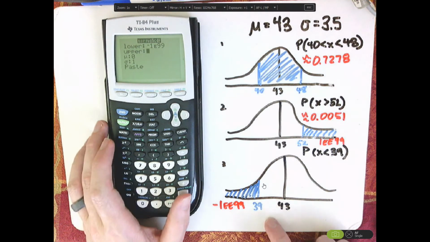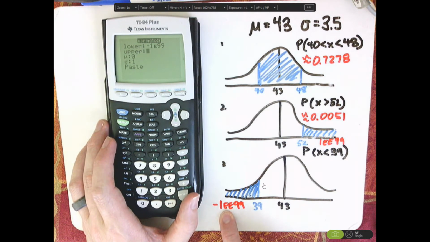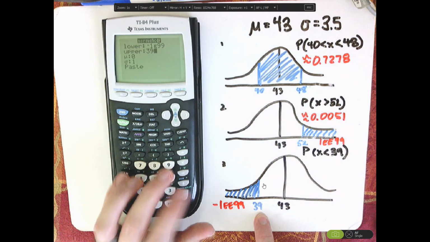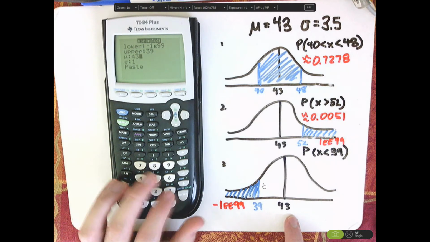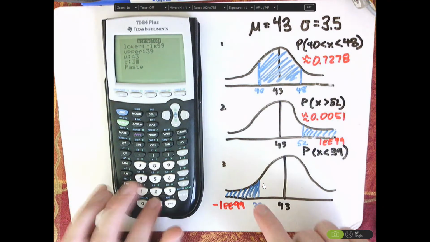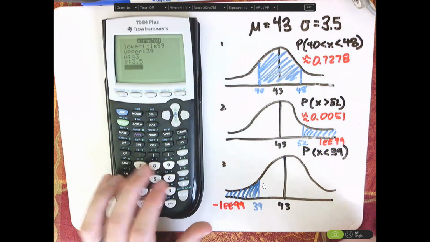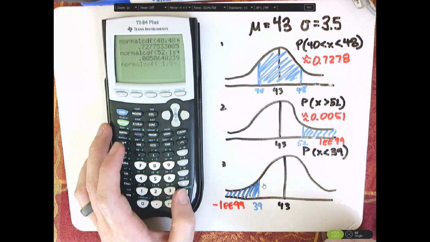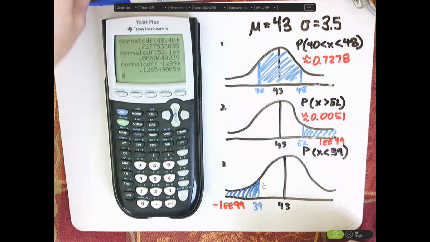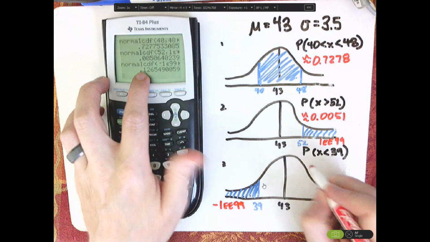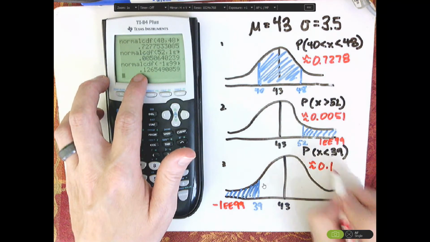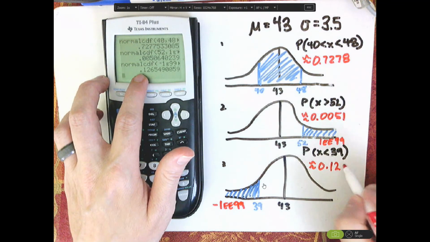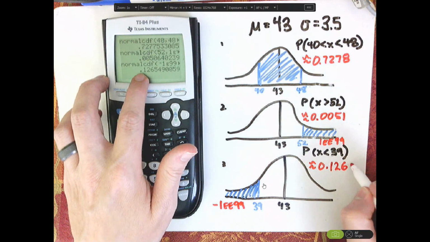You want to do it from left to right, so this is the lower, this would be the upper: 39. The mean is 43, and then 3.5, same as before. And then push enter, and then enter again. And again, we'll do 4 decimal places. So that's approximately 0.1265.